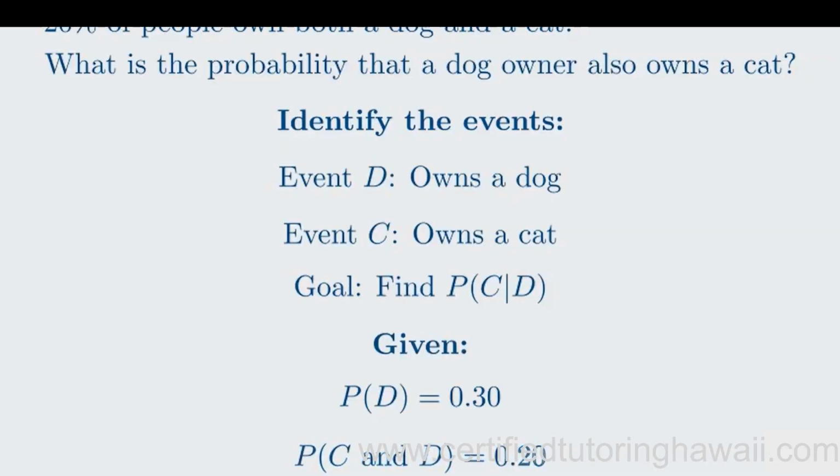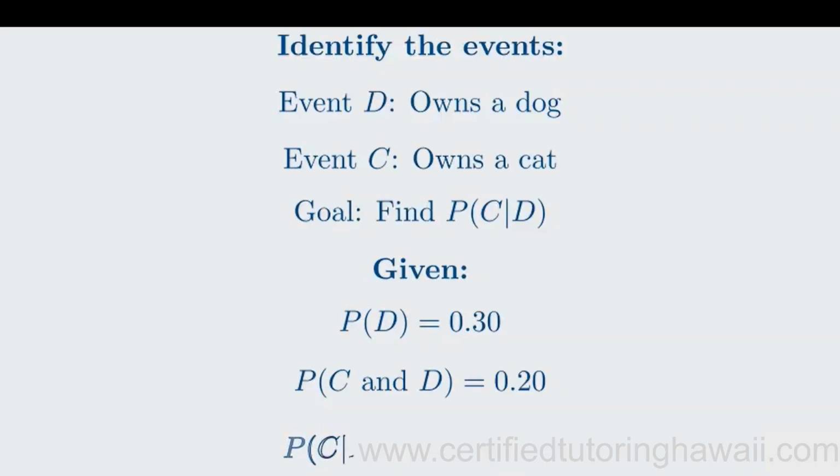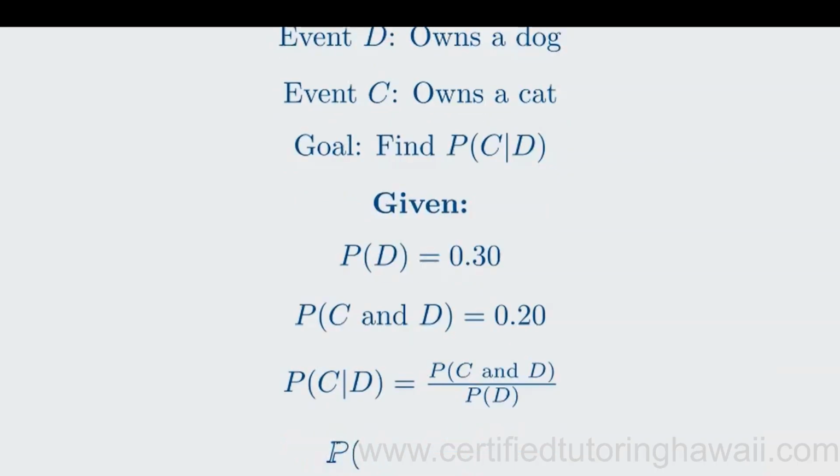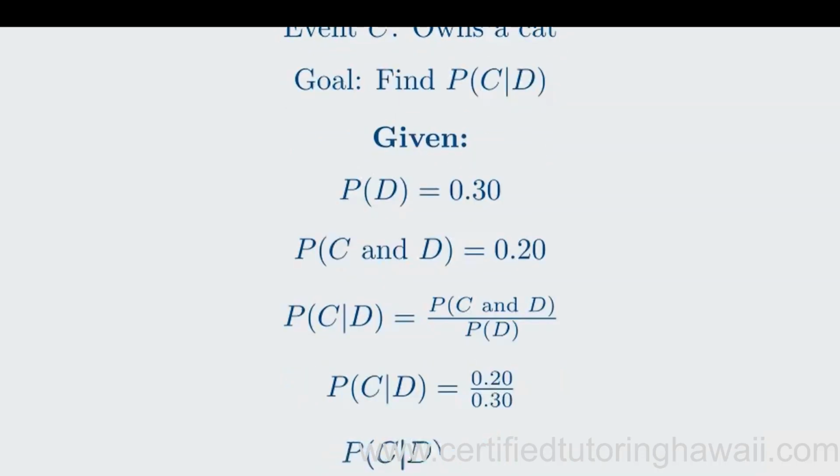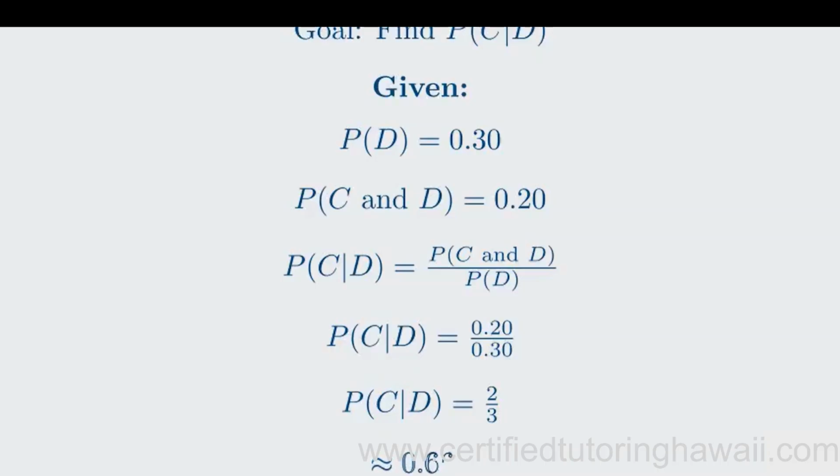Now we apply our conditional probability formula. The probability of C given D is the probability of both divided by the probability of the condition, which is D. Plugging in our numbers, we get 0.20 over 0.30. This simplifies to 2/3, which is approximately 0.667. This means that if you know someone owns a dog, there is a 66.7% chance they also own a cat.